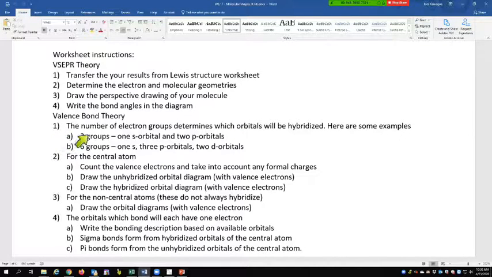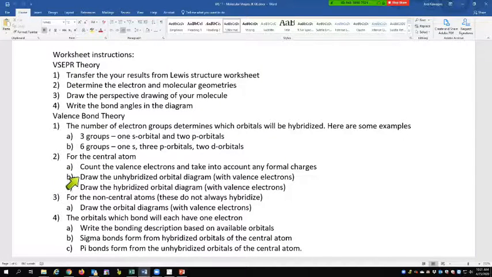So if we have 3 groups, we need S and 2 P's. If we have 6 groups, we need an S and 3 P's and 2 D's. So you start with S, you go into P, and then to D if you need to. Just take as many orbitals as you need for the number of electron groups on your central atom. For the central atom, you need to take into account any formal charges. So if it has a negative formal charge, you need to put an extra electron on it. If it's positive, you need to remove an electron.